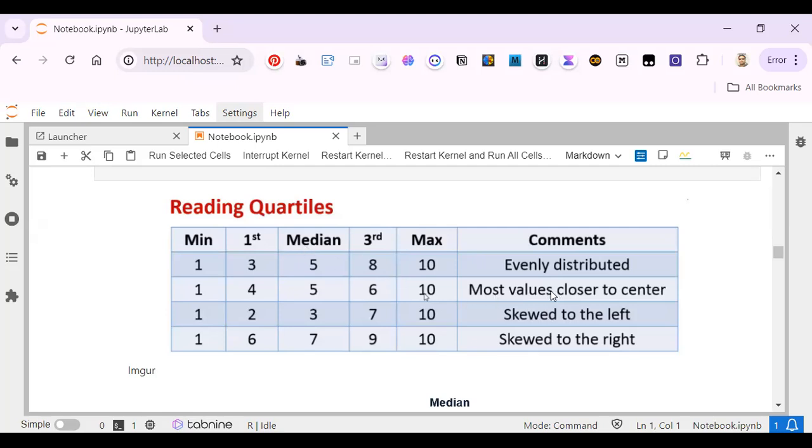Most values are close to 50 marks. Of course, a few people are far away, but most people are nearby. So the minimum is the same and the maximum is the same. But these three, the first quartile, second quartile, which is also called the median, and third quartile, indicate the shape of the distribution. That's the main thing you have to focus on.